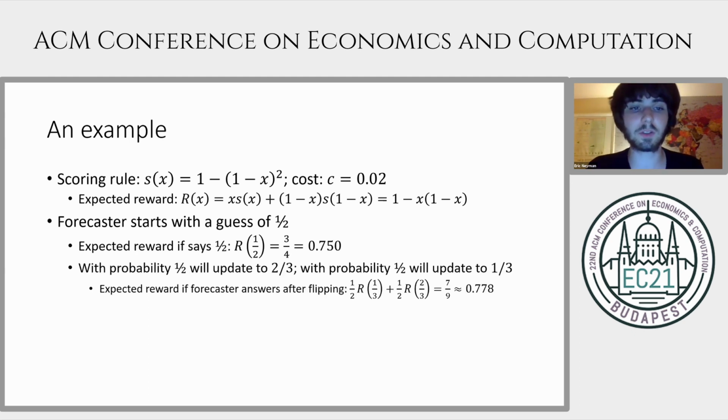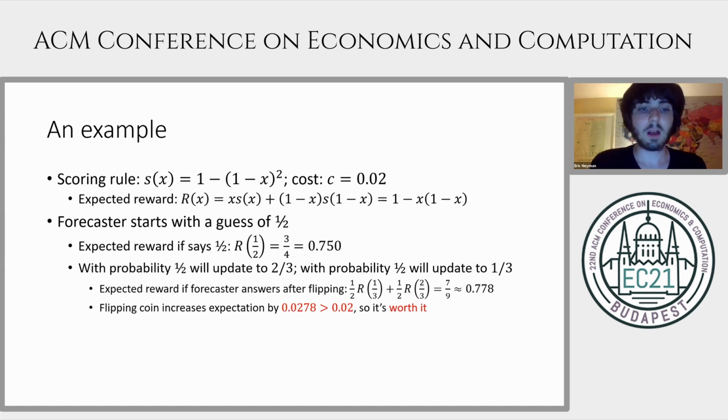So now the forecaster goes through the following reasoning. They think, okay, with probability 1/2, I'm going to flip heads and update to 2/3. And with probability 1/2, I will flip tails and update to 1/3. So what this means is that after flipping the coin, their expected reward is 1/2 R(1/3) + 1/2 R(2/3), which is 0.778, which means that the expected increase in reward after flipping the coin is more than 2 cents, which means that it is worth it for the expert to flip the coin.